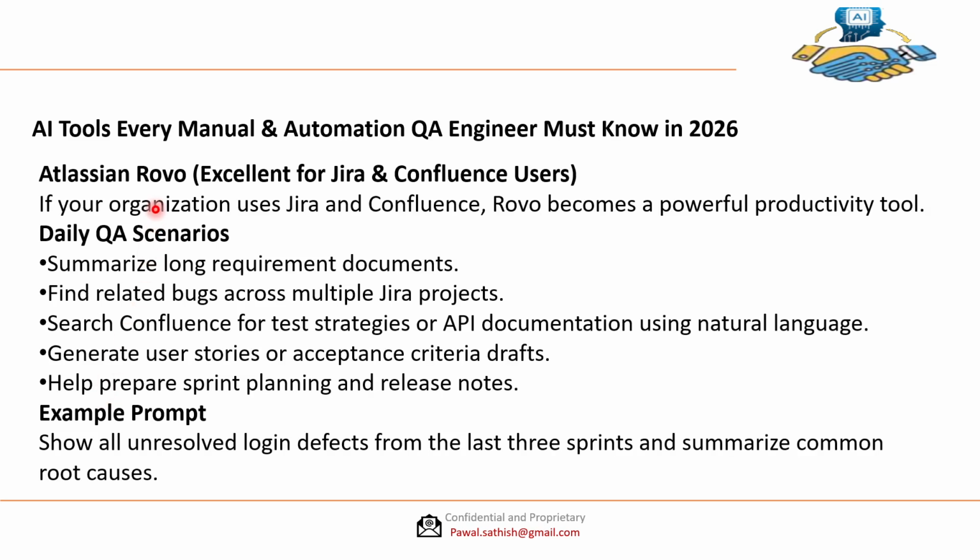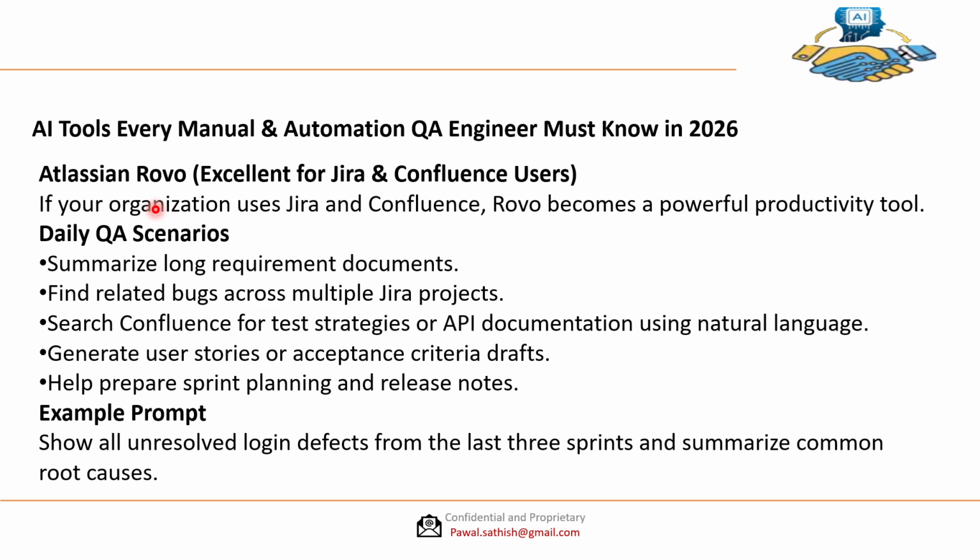The next AI tool is Rovo. This is an Atlassian product. It's very useful and excellent for Jira and Confluence users. If your organization is using Jira and Confluence, then Rovo becomes a powerful productivity tool. Now in daily QA scenarios, if there is a very long requirement document, using Rovo we can summarize it. We can also find related bugs or duplicate defects.